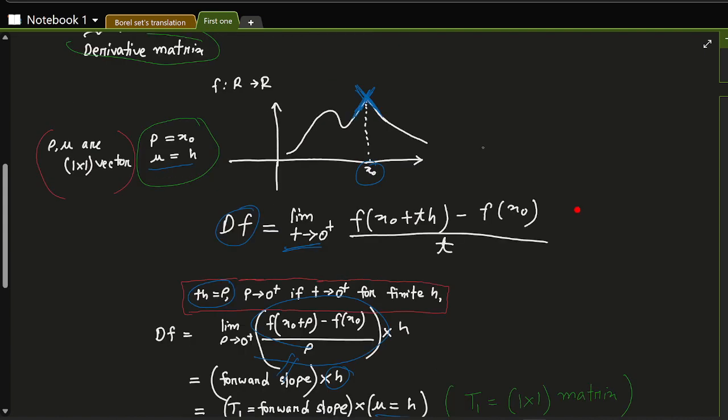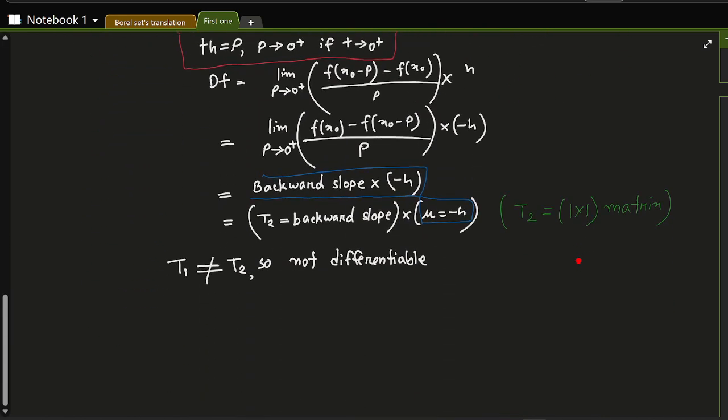But it is evident from this curve that the backward slope is not equal to the forward slope. That means for two different vectors u, we get two different derivative matrices, which essentially means that the function is not differentiable at that point.